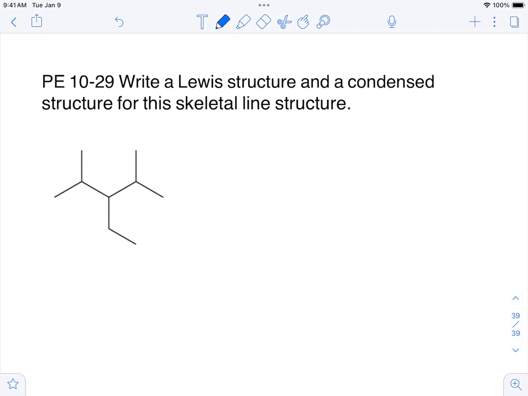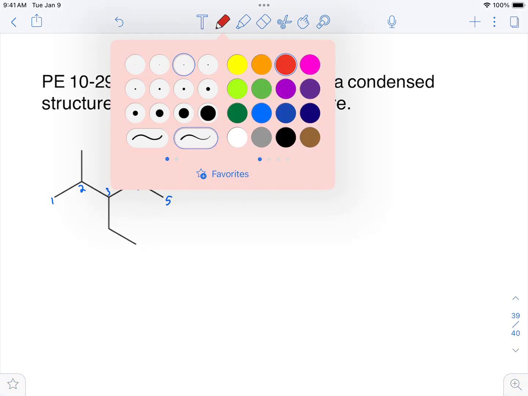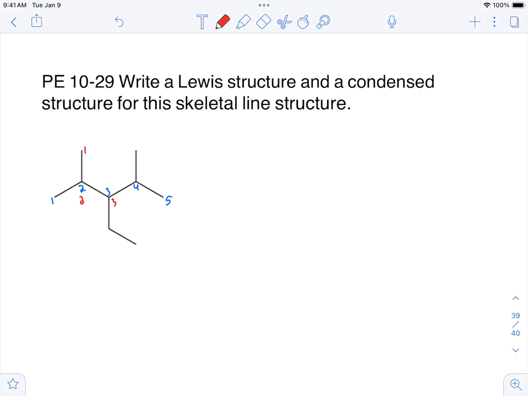Write a Lewis structure and a condensed structure for this skeletal line structure. Okay, so I'm first going to find the main chain of carbons. I'm going to do that by labeling just with 1, 2, 3 the different vertices and see which chain is the longest. So I'm going to start here. 1, 2, 3, 4, 5. Can I get more than 5 in any fashion? That's what I'm trying to check here. 1, 2, 3, 4, 5. No. 1, 2, 3, 4, 5. No. So it looks like that is the main chain. The 5 is the main chain.